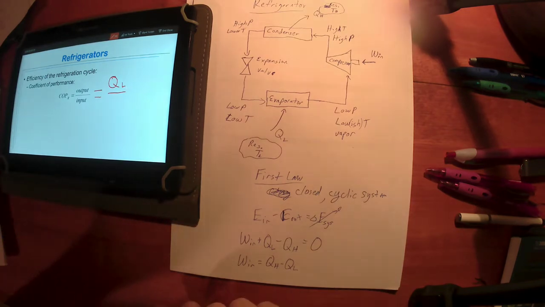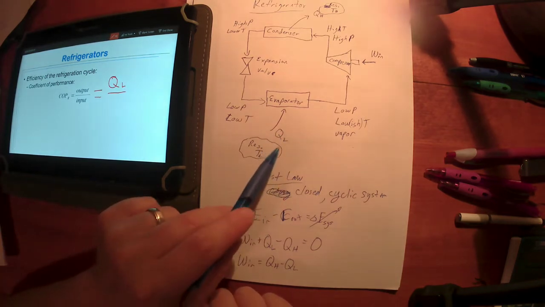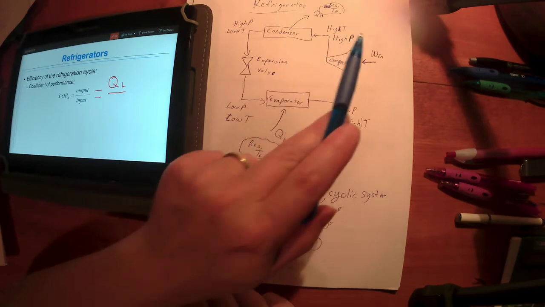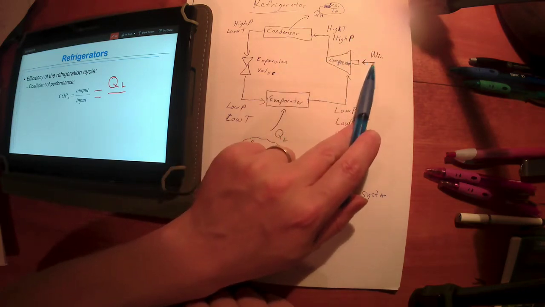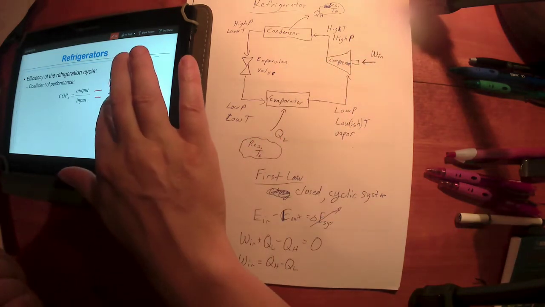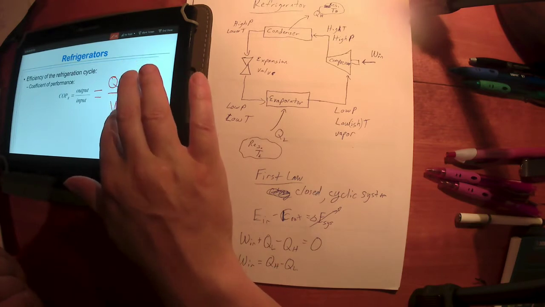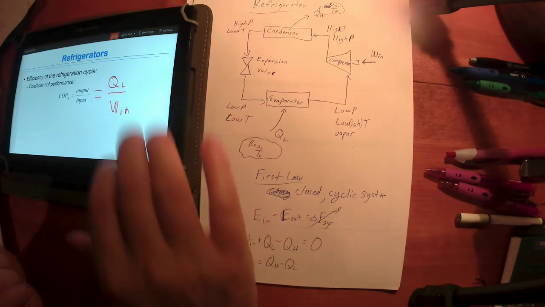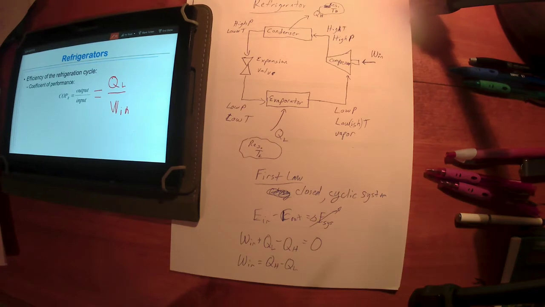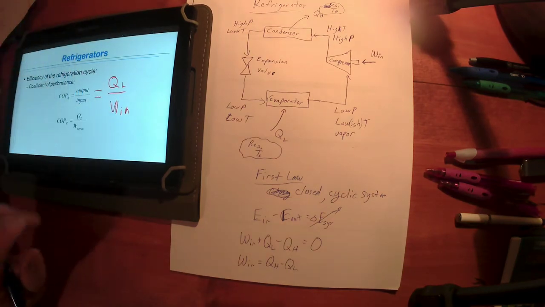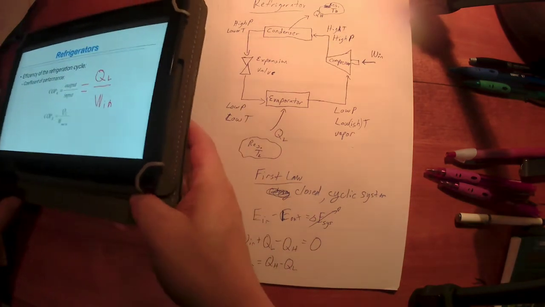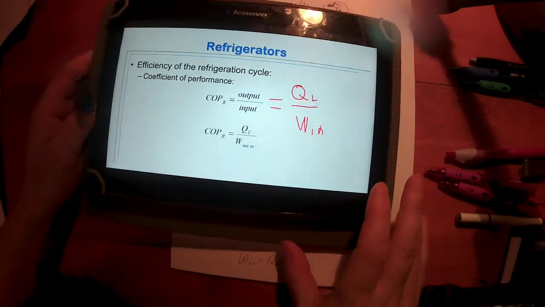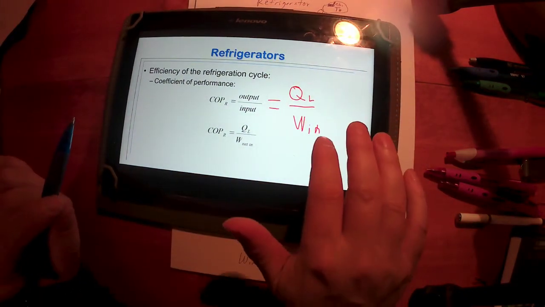Now, what do I have to do to get this output? This is what I'm paying for, right? That's my electricity, if you will. That's what runs the device. The work input going into the compressor, right? Which was what we got here. COP is QL over the work in, or the net work in in this case.